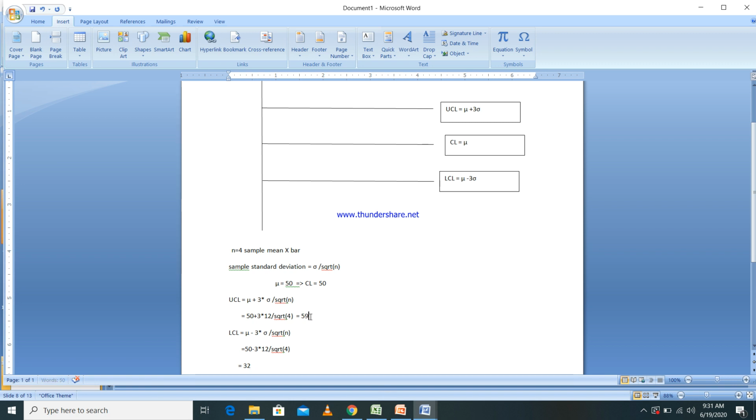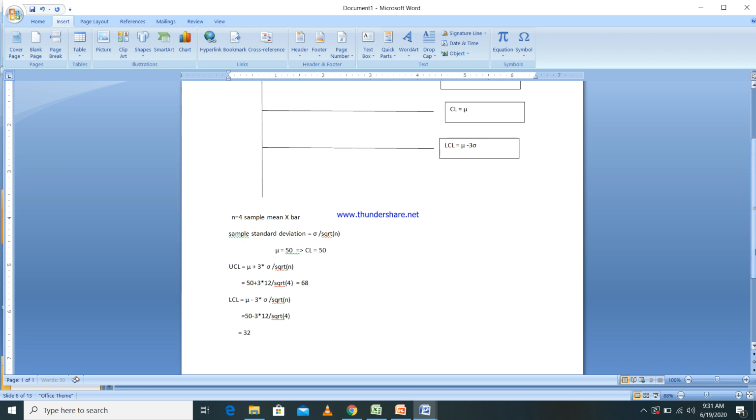And the UCL value, I have made a small mistake. The UCL value should be equal to 68 when you simplify this equation, and the LCL value is equal to 32, right? So now we have the values of our control chart. That is, the center line is equal to 50, the upper control limit is equal to 68, and the lower control limit is equal to 32, right?